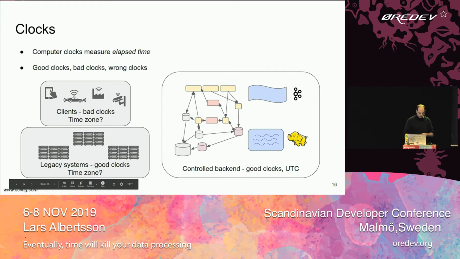We also have clocks in these systems. I don't know if anybody attended the How Shit Works time presentations, but clocks, as stated there, don't measure what time it is. They measure elapsed time. First you have to tell them one way or another what time it is. Usually that works, sometimes not. They are of different quality, and some of them you control, some of them you don't. In your modern backend, you can typically control the clocks. They are of good quality, and you set them to UTC. If you have legacy systems, they're usually good, but they might be set to something else. And the client clocks you have very little control over.